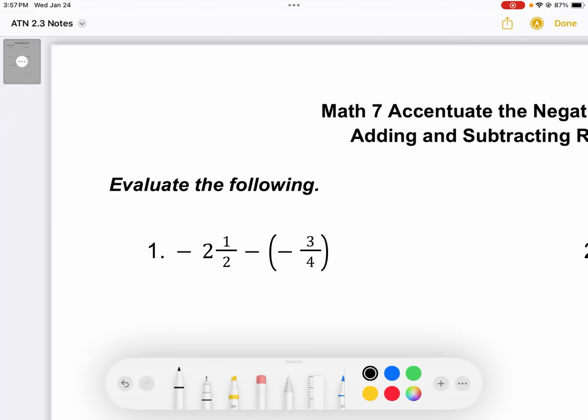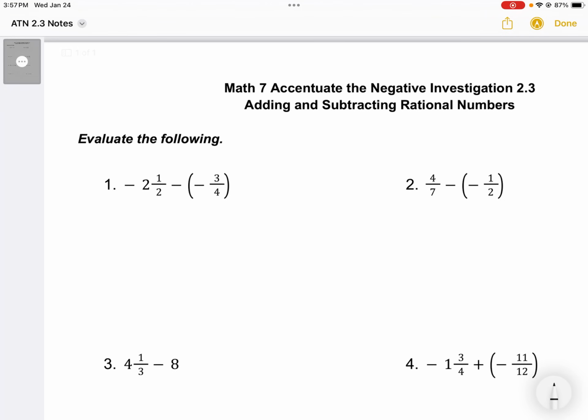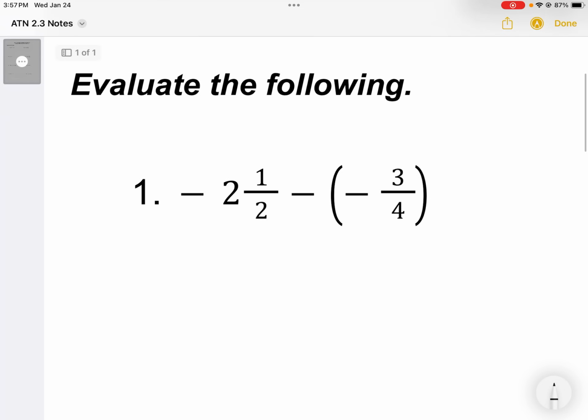Hi guys, so today we're going to be completing the Accentuate the Negative Investigation 2.3, adding and subtracting rational numbers. So let's zoom in to number 1. In class, we have always said the first steps are stating if it follows the subtraction rules or the addition rules. Since this is a subtraction, we are going to look at the following rules.